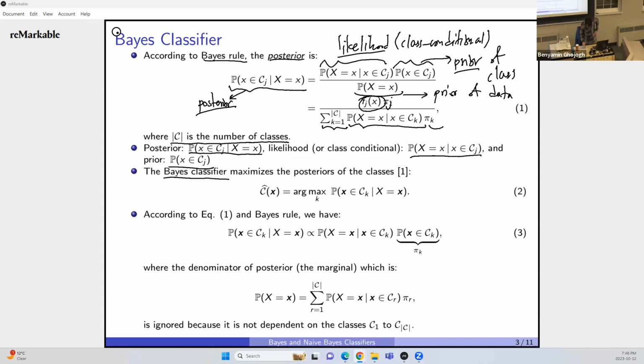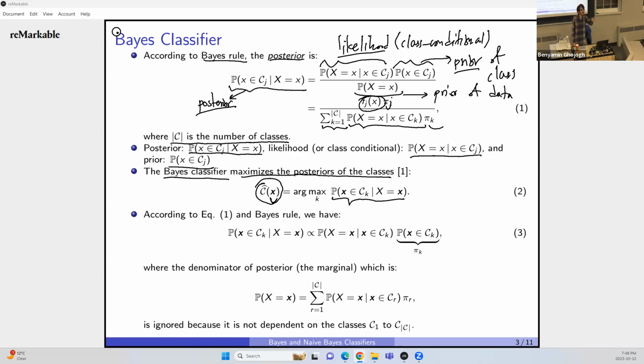So what is the Bayes classifier now? We talked about the Bayes rule. What does the Bayes classifier do? It maximizes the posteriors of the classes. I think it makes sense. For a given X, how do I estimate its class, denoted by C hat? I have the posteriors. Given this X, what is the probability that it belongs to class 1? To class 2, to class 3, until all of the classes? So I have a bunch of probabilities. Which one is the maximum? It means that point belongs to that class. It's so obvious that it seems ridiculous.